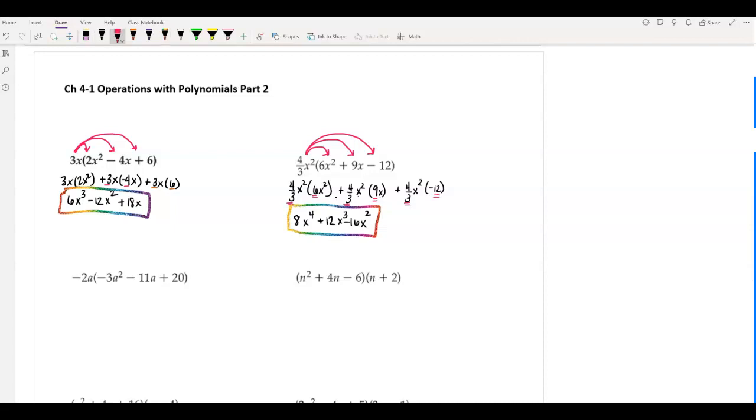All right, let's keep going. We have to keep distributing. Distribute the negative 2a to every single term. So negative 2a times negative 3a squared, negative 2a times negative 11a, negative 2a times 20.